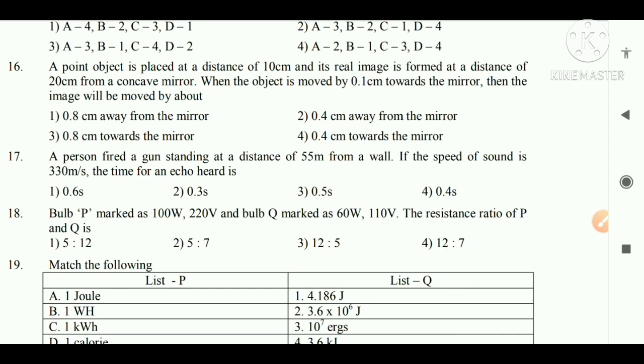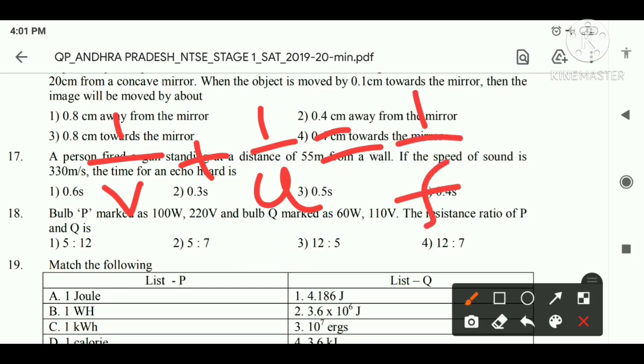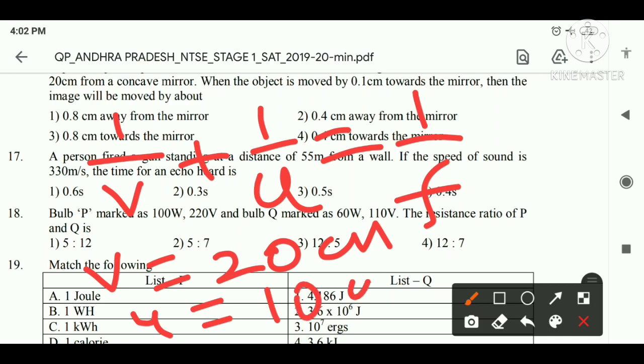Option 4, 0.4 cm towards the mirror. Here the given value is... on differentiating with respect to u. The formula is 1 by v plus 1 by u is equal to 1 by f. Here, putting the values, v is given as 20 centimeter and u is given as 10 centimeter.